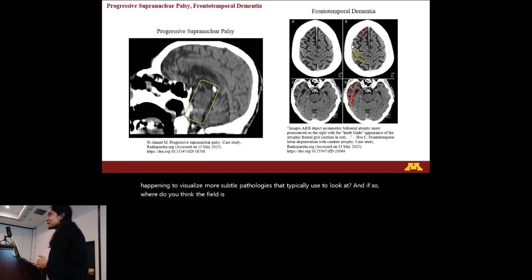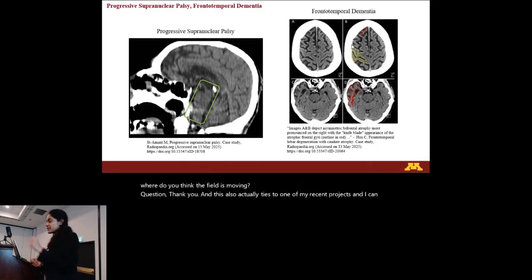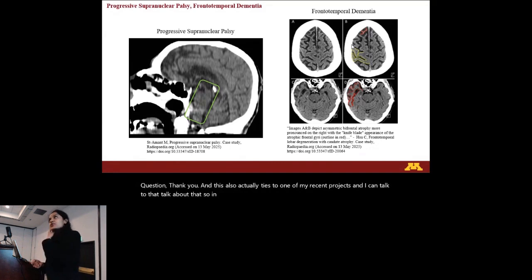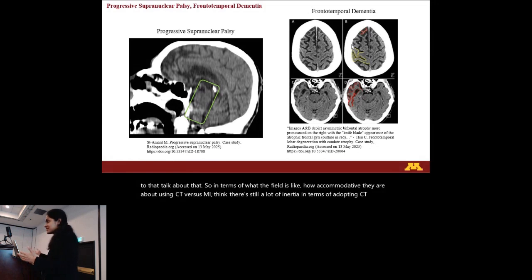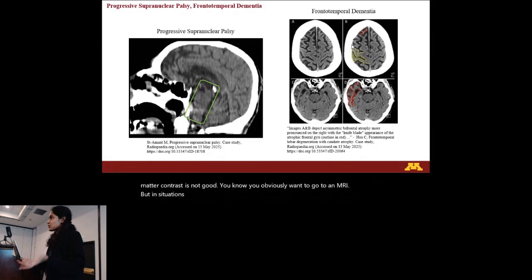That's an awesome question, and this also ties to one of my recent projects, which I can talk about. In terms of how accommodating the field is about using CT versus MRI, I think there's still a lot of inertia in adopting CT, because there are obviously a lot of limitations. The resolution's not good, and the gray matter, white matter contrast is not good. You obviously want to go to an MRI. But in situations where you don't have access to an MRI, CT is definitely the way, and it's acquired in large volumes, so it's especially suited for data-driven analysis.